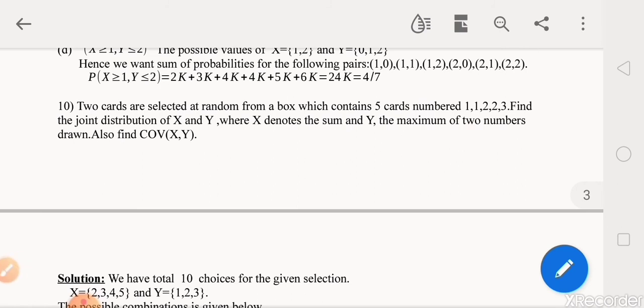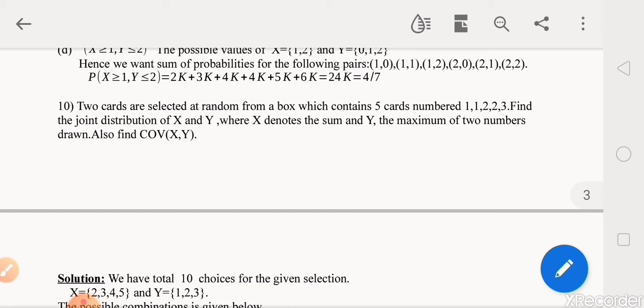2 cards are selected at random from a box which contains 5 cards numbered 1, 1, 2, 2, 3. Find the joint distribution of x and y, where x denotes the sum and y the maximum of two numbers drawn. Also find covariance of x, y.